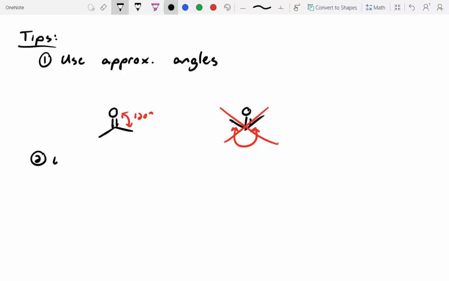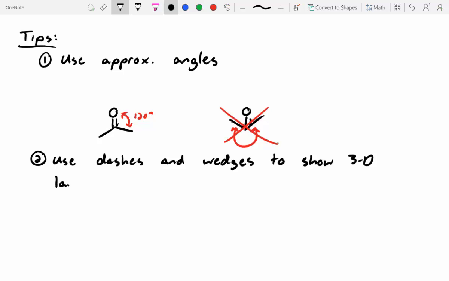Number 2 is use dashes and wedges to show 3D layout, if needed. If we look back up at this example of acetone, what shape will we have for that central carbon? Trigonal planar. So we don't have to include three-dimensional dashes and wedges when we're dealing with something that's planar.